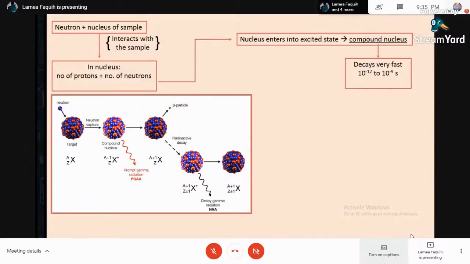So the time of excitation is only about 10 raised to the power minus 12 to minus 10 seconds. Now, in this transition, it emits some gamma radiation. These are known as my prompt gamma radiation. And these gamma radiation will have a very high energy range, somewhere around 11 mega electron volt.